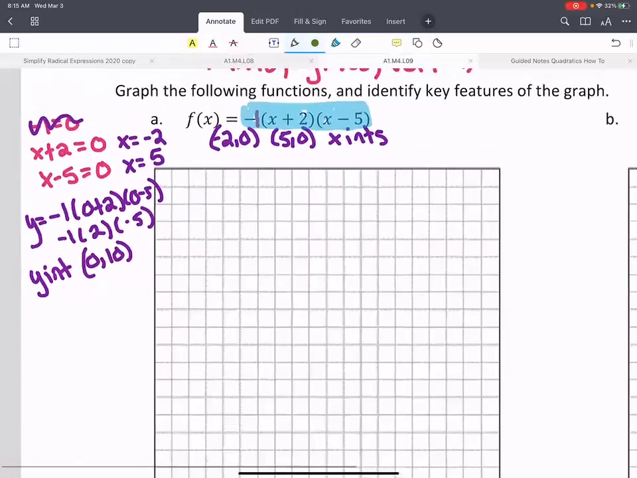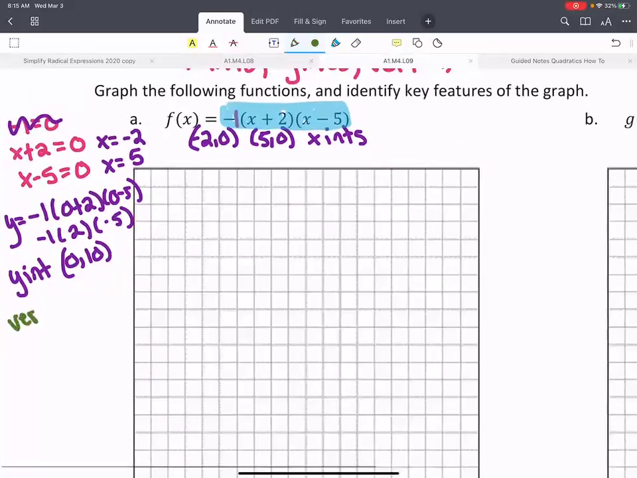Okay. For our vertex, we take the 2 x values of the x-intercepts, add them together, divide by 2. So -2 plus 5 is 3, and 3 divided by 2 is, okay, y'all wanted to go that way, 1.5. Okay. That's the x value.